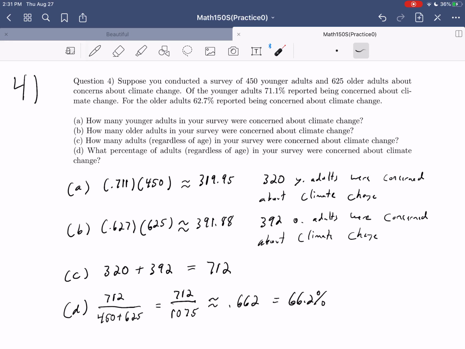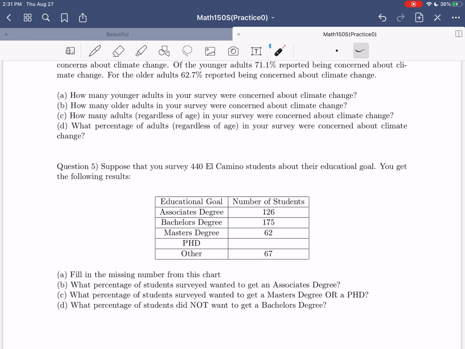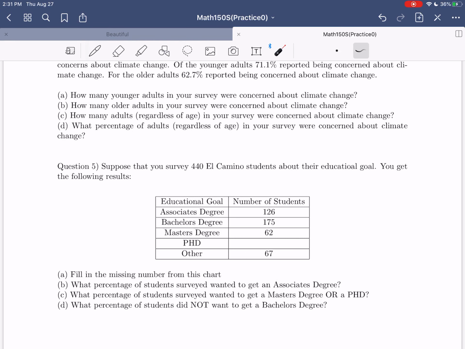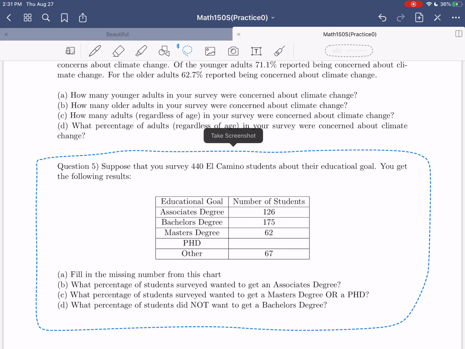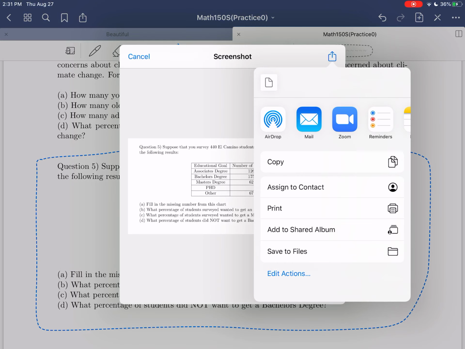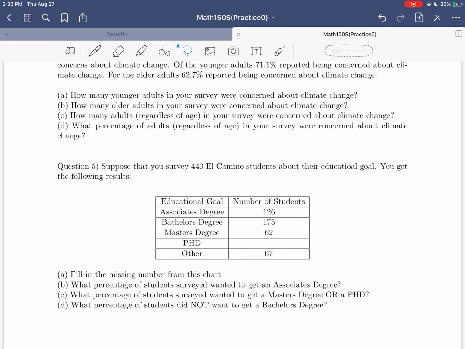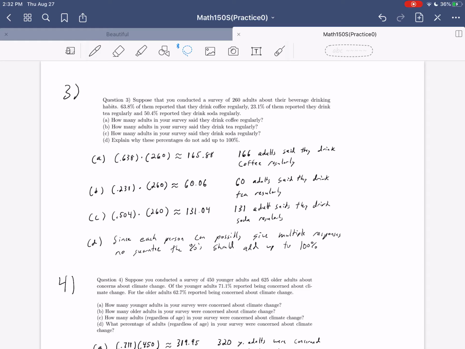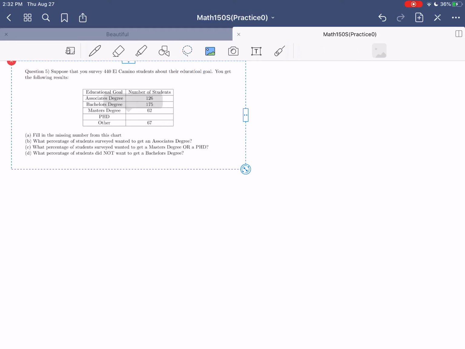All right, let's wrap this up by taking a look at the last question on this practice. So for the last question here, we have a survey about El Camino students and their educational goals. So in other words, what are they trying to achieve in school? So let's go ahead, grab this stuff, and then try this on a separate page here. Okay, we'll copy that. And we'll go ahead and give ourselves one more fresh page to work on. This will be question 5 that we're going to be doing. And let's go ahead and paste in our stuff.